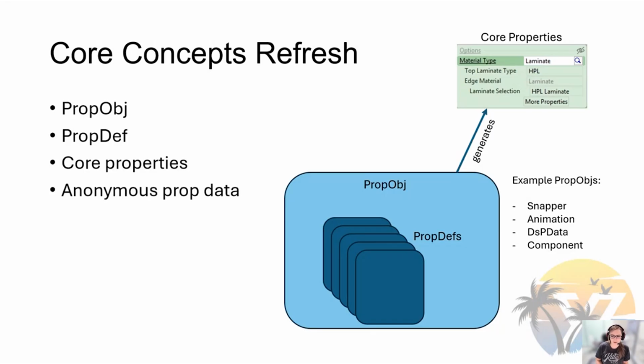Anonymous prop data. Prop data is a generic string to object map that is a field on prop object. Anonymous prop data is put here, but regular PropDefs can also put information here. When we say anonymous, that just means there's no PropDef associated with pushing and pulling to that map. So these are all different systems. They all have prop in the name, but they do interact.